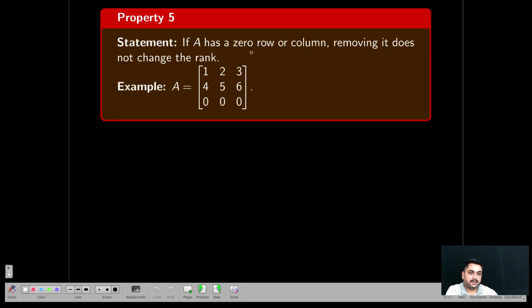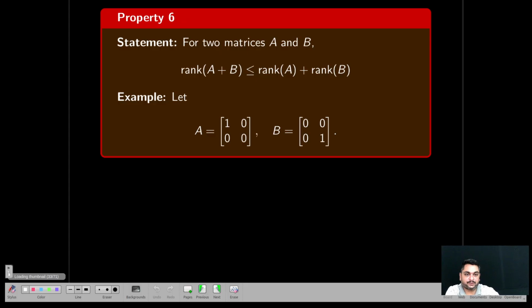Next, if A has a 0 row or column, removing it does not change the rank. We already saw this in row echelon form. So anyhow, if I remove this 0 row and then find the rank, it will remain the same. Including this also, it will be the same. You can check it.